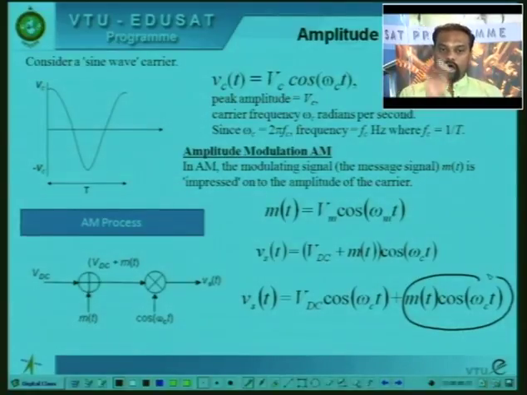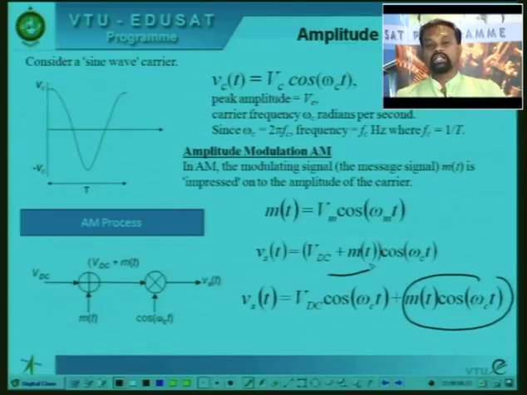We are also giving cos of omega ct, that is the carrier, the unmodulated carrier, along with the modulated carrier. Both of them are now made to travel, or both of them are now transmitted over the channel. So, now let us understand the advantage of this.